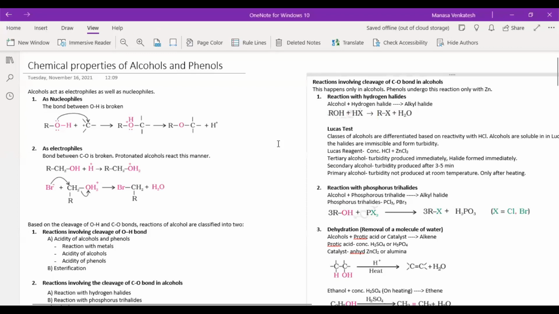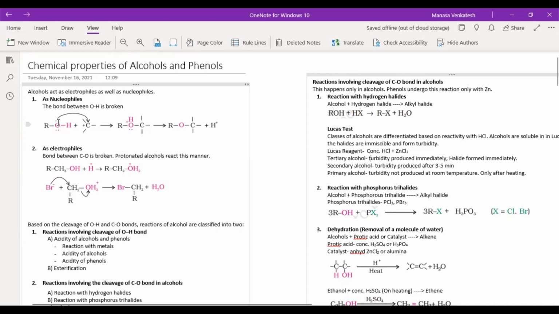Alcohols are extremely unique because they can act as both nucleophiles as well as electrophiles. Now we are going to be discussing the chemical properties of alcohols and phenols. When they act as nucleophiles, the bond between the oxygen atom and the hydrogen atom is broken. When they act as electrophiles, the bond between carbon and oxygen is broken. So when they act as nucleophiles, that is nucleus loving, it means they have a negative charge, they have more electron density.